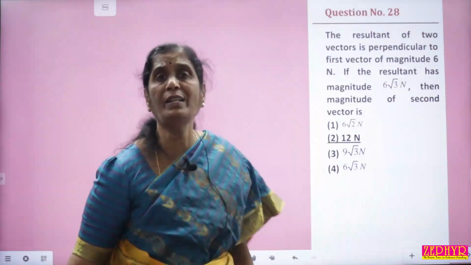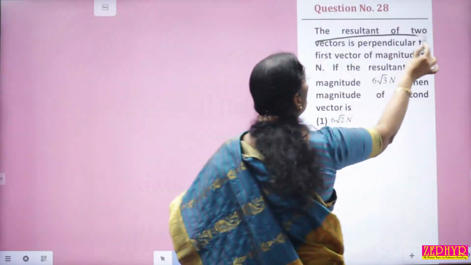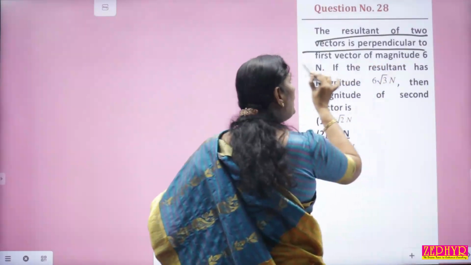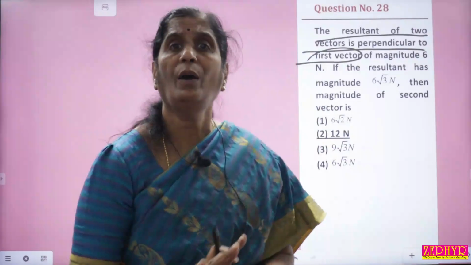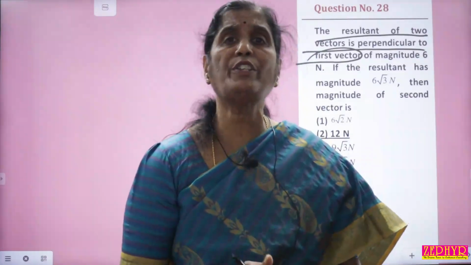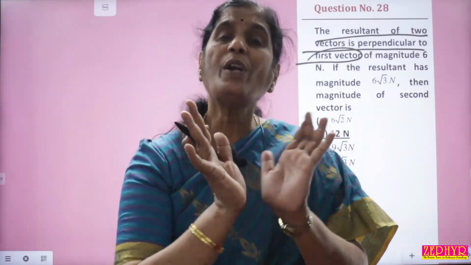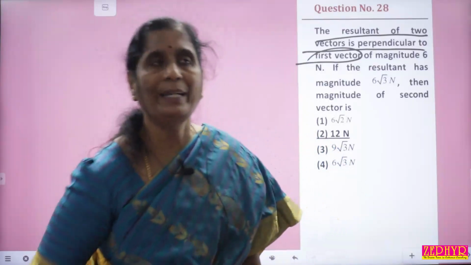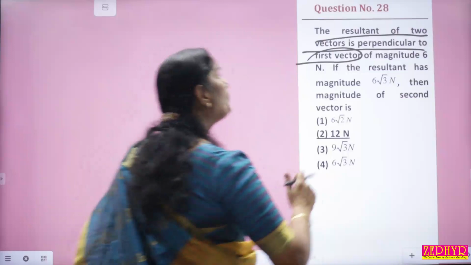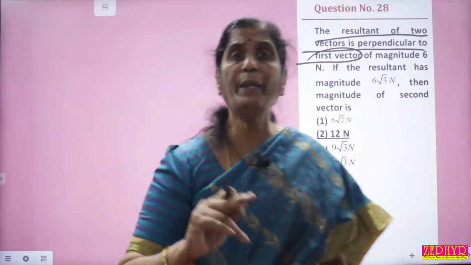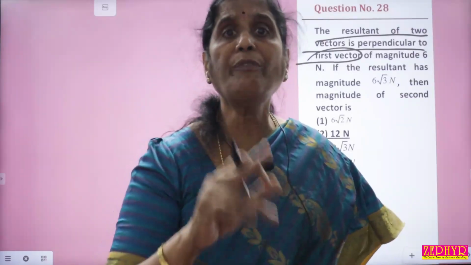Again you have to draw the figure, then only you can understand. The resultant of 2 vectors is perpendicular to the first vector. What is the angle made by the resultant with the first vector? Alpha is 90, but theta will be more than 90, so we have to draw an obtuse angle. R is making an angle alpha with A. Alpha is 90, but theta is more than 90.